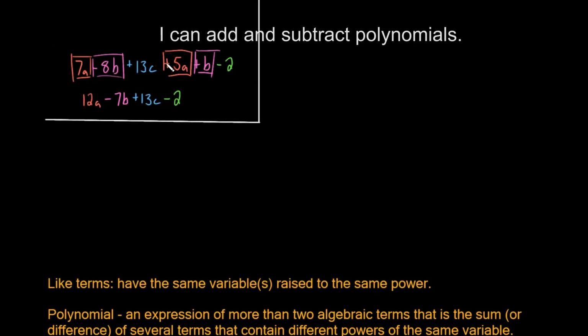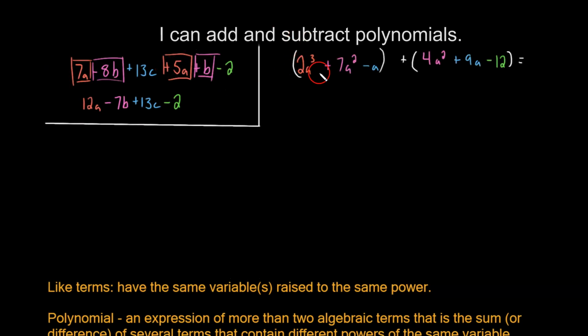Let's look at another example here. So now we're given, we're adding two polynomials together. So we're adding 2a cubed plus 7a squared minus a plus 4a squared plus 9a minus 12. So now let's combine our like terms. They all have a variable of a, however they all have different exponents. So 2a cubed, there's no other a to the power of 3 or a cubed in here. So we would just keep 2a cubed as is. So we get 2a cubed. We cannot combine that with any other terms.